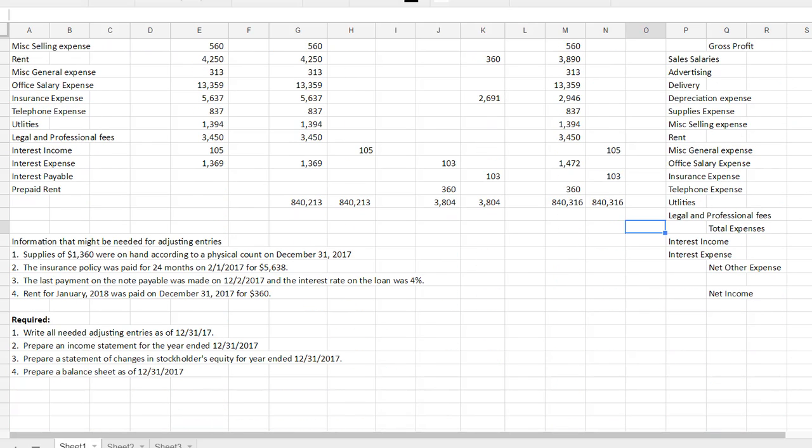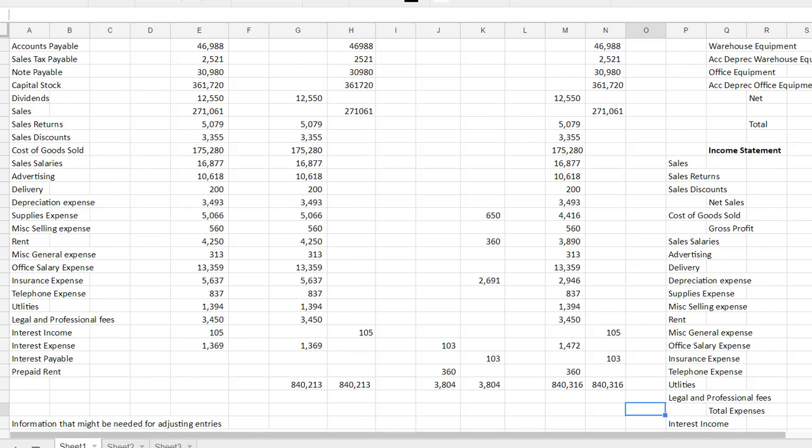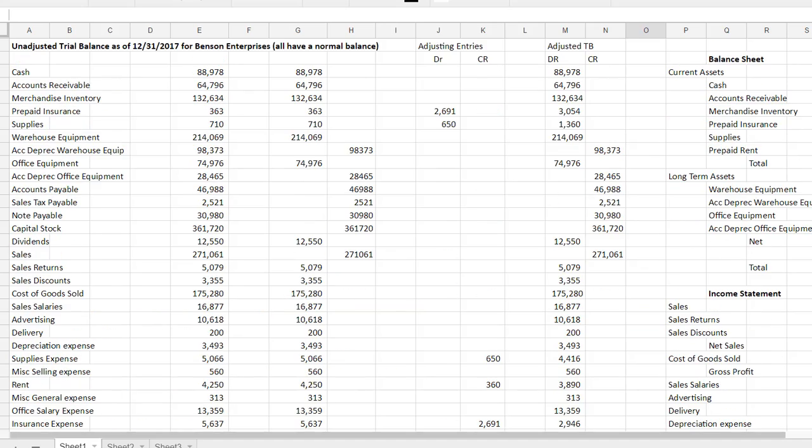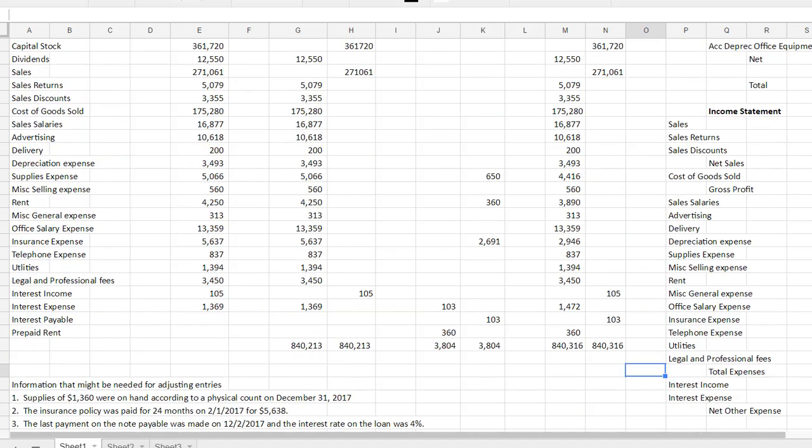from our information. The next adjusting entry information we have is the insurance policy. And again, as we anticipated, we had prepaid insurance, or even if you had just had insurance expense, there is almost always an adjusting entry that needs to be made. So this insurance policy was paid for 24 months on 2/17 for $56.38. That sounds like you should have more in prepaid than you do. Right now you have 363.